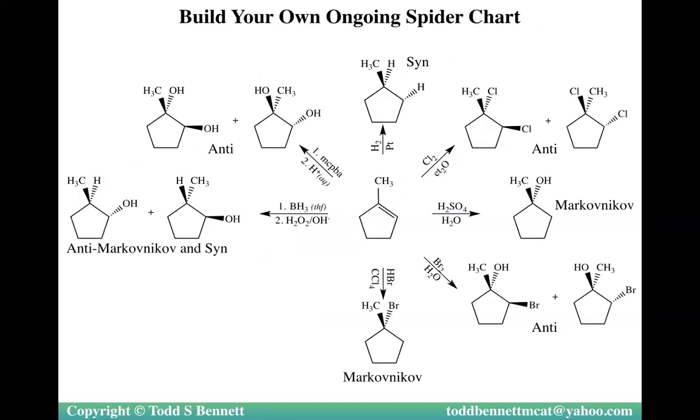So we have one more for our spider chart, and that is if we do this reaction with HBr and peroxide, as opposed to doing it with CCl4, then instead of going on the Markovnikov carbon, it's going to go on the anti-Markovnikov carbon. There is no stereospecificity here, so know that it's anti-Markovnikov, but know that these two are diastereomers.